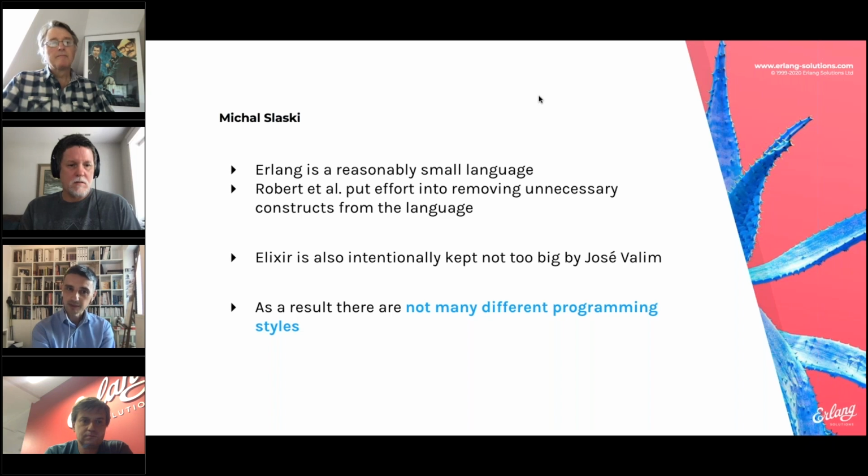Elixir maybe is a bit more complex, streamlined for writing, while Erlang requires more writing, but is easier for reading. That's my personal observation here. But as a result, there are not many different programming styles, and this really helps. Yeah, it makes it much easier to understand what other people have done. Absolutely. To understand the system, because there's not so much strangeness in there.